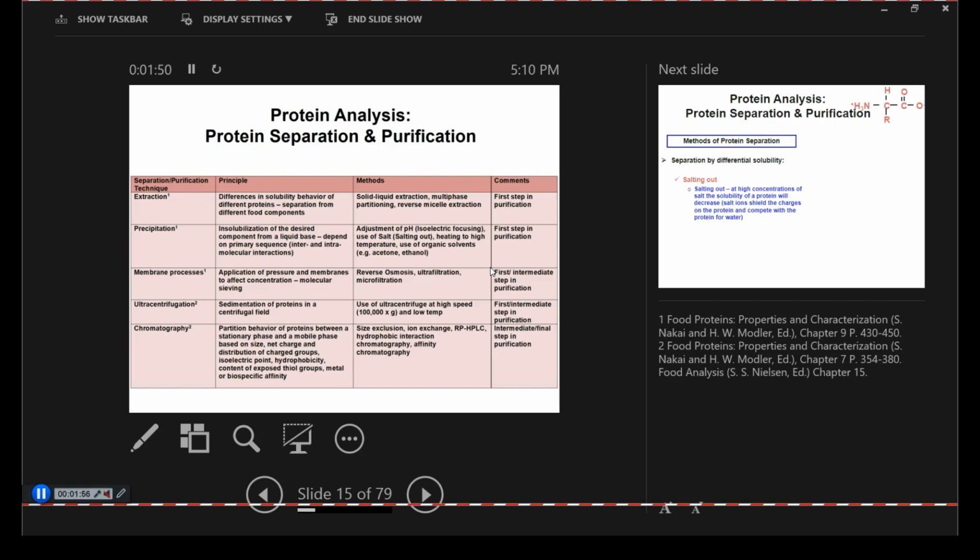That means add a little bit of salt concentration. It depends on the protein. Some proteins require 0.1 molar salt, some proteins require 0.5 molar. So it really has to do with trial, first trying to see which concentration of salt will give you the maximum solubilization of protein.